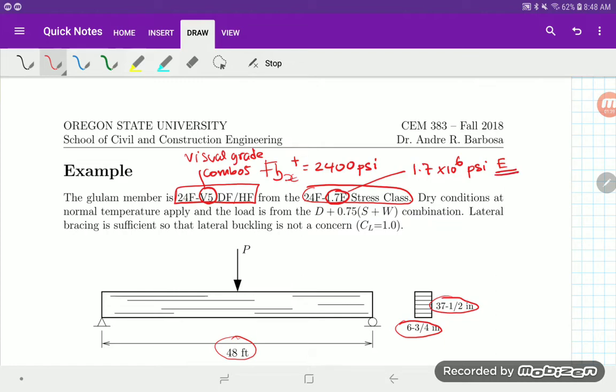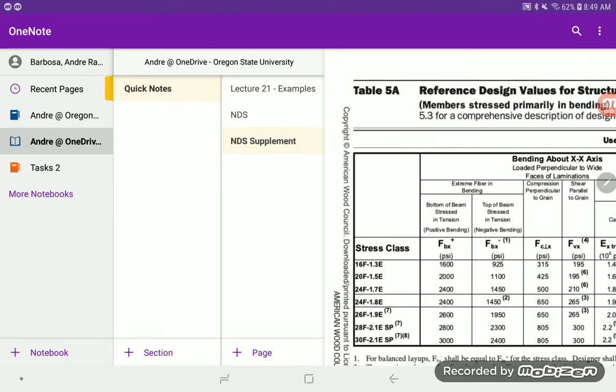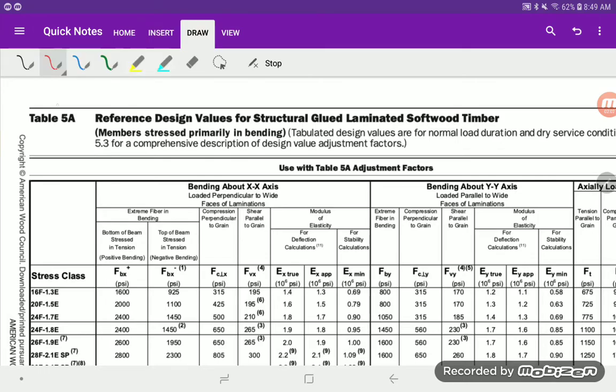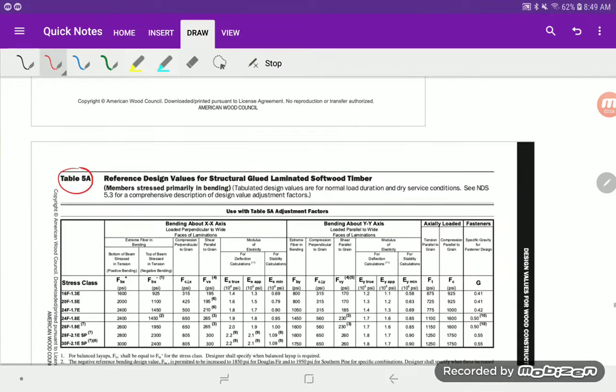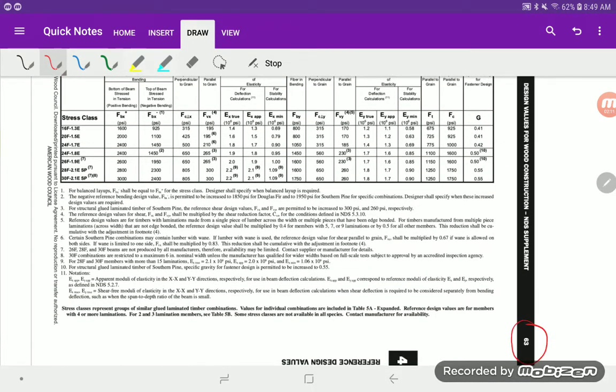Okay, so let's look into NDS to see what each of these things are. I'll first look at the 24F 1.7E. Where is that and what does it imply? Where does it show up in NDS? And then 24F V5. For both of those, we have to go to the NDS supplement. Now we're looking at table 5A. This is the 2018 version, on page 63.